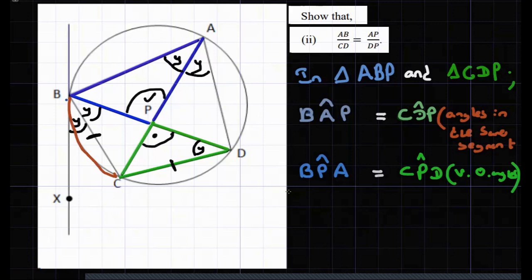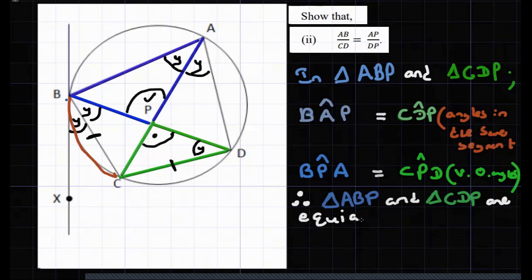Therefore, what can we say? Therefore, triangle ABP, the blue triangle, and triangle CDP are equiangular. We'll say is a pair of equiangular triangles.